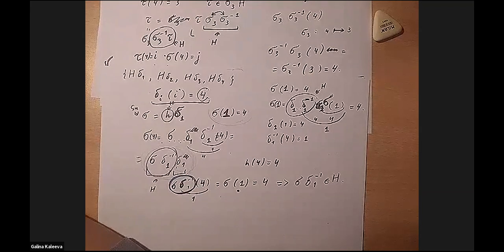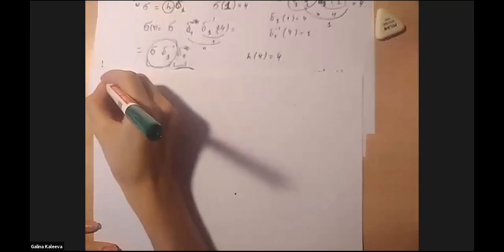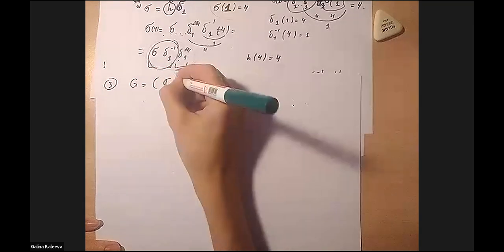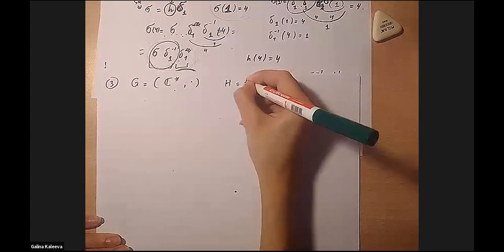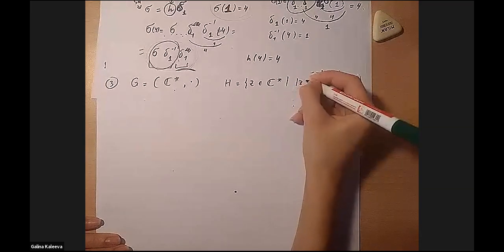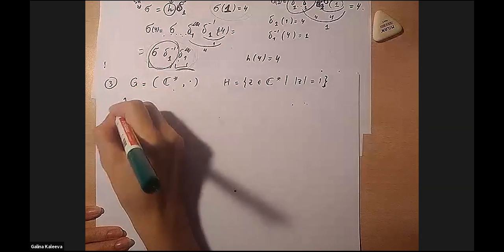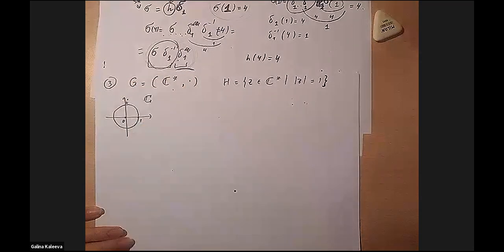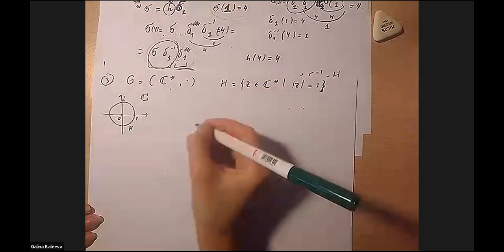Okay, let's prove the third problem. The third problem is the following. We have complex numbers, and the operation is multiplication. Complex numbers without zero form a group under multiplication, and H is a subgroup which consists of all elements on the unit circle here. You see, this is a complex plane, and here we have this set H. We have to show that H is a normal subgroup of G, and we have to find its left and right cosets. So why is H a subgroup?